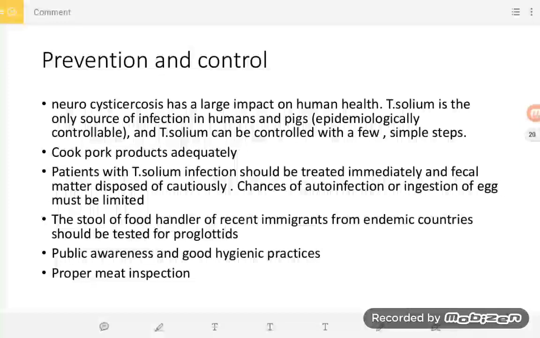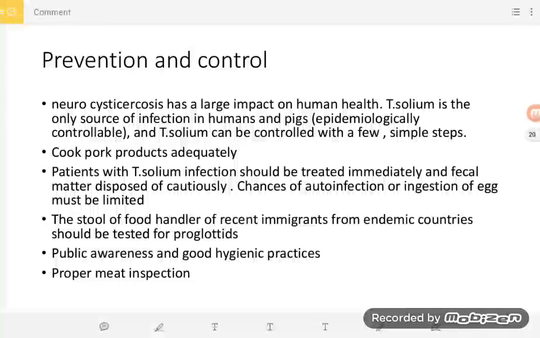So epidemiologically controllable, and Taenia solium can be controlled with a few simple steps. So we all know humans and pigs are the only sources. By considering these two, we can control it. So cook pork products properly.